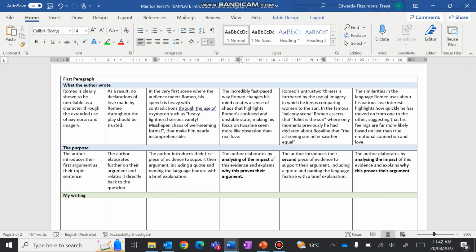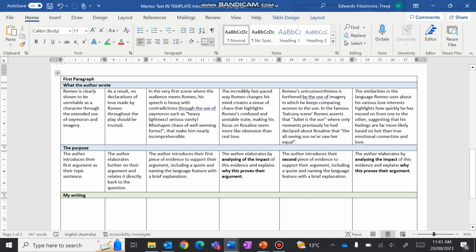What else did I do here? Same, just language features being at the beginning. So if we start at the start, Romeo is clearly shown to be unreliable as a character through the extended use of oxymoron and imagery, putting them right at the front. As a result, no declarations of love made by Romeo throughout the play should be trusted.